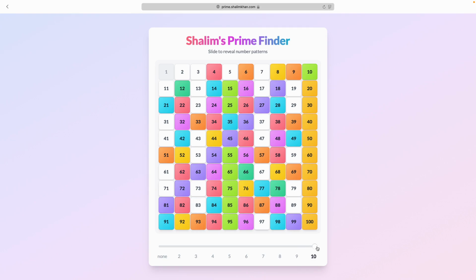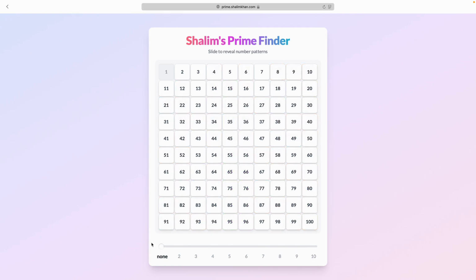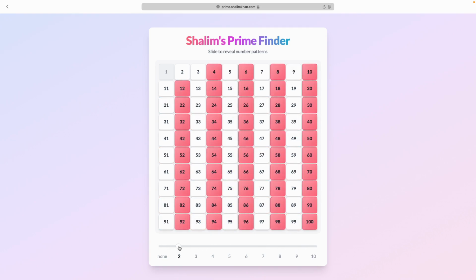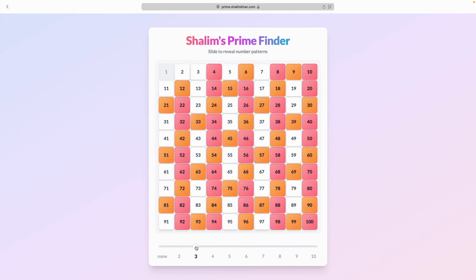So that's how prime numbers are found. We start with the 100 square. We get rid of the multiples of 2, but we keep 2. We get rid of the multiples of 3, we keep 3. We get rid of the multiples of 4, 5, 6, 7, 8, 9, and 10, and everything that is left is a prime number.